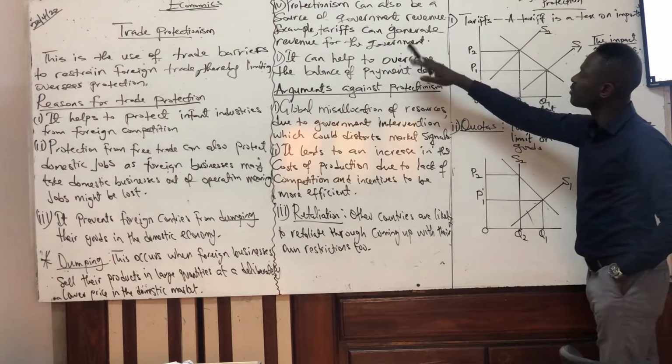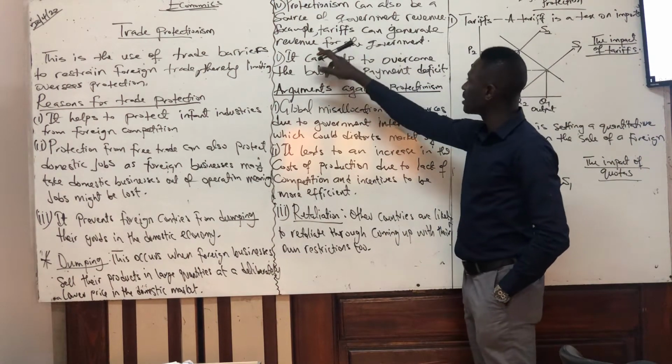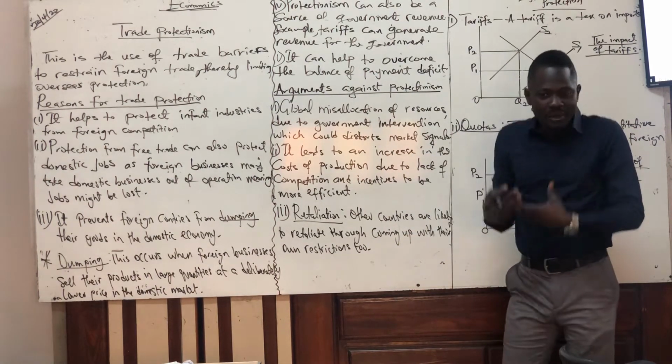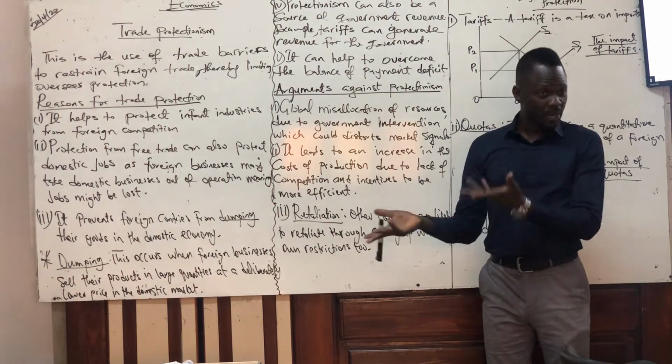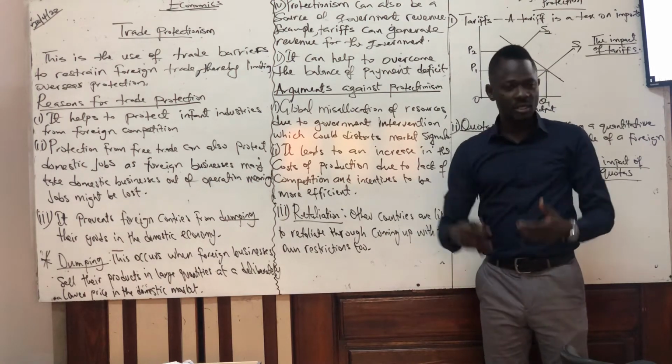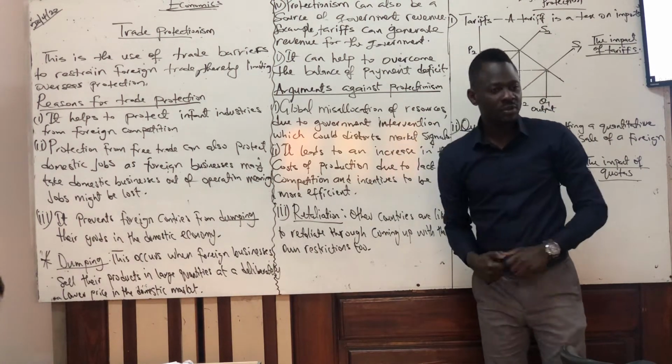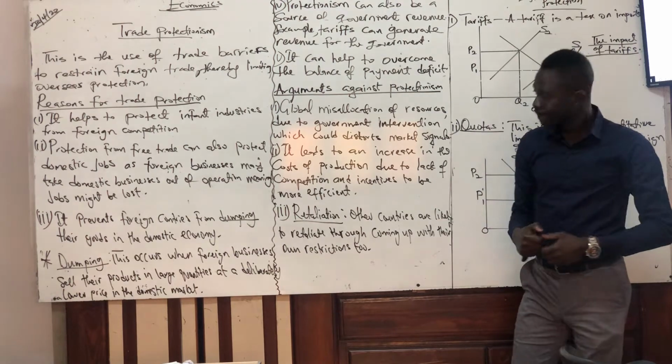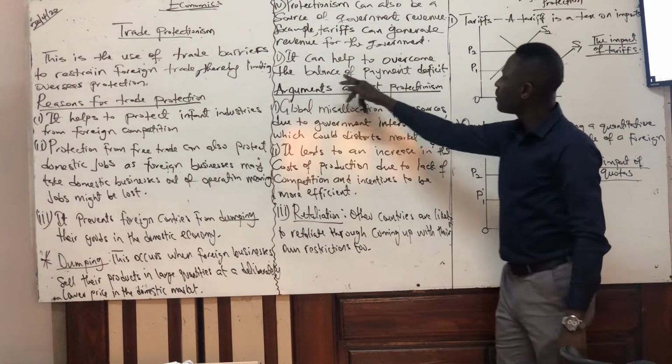Protectionism can also be a source of government revenue. For example, tariffs can generate revenue for the government. With trade protectionism, that means you are generating revenue for governments too, like paying taxes on importation. The import tax you pay goes to the government of the country. Is it clear?